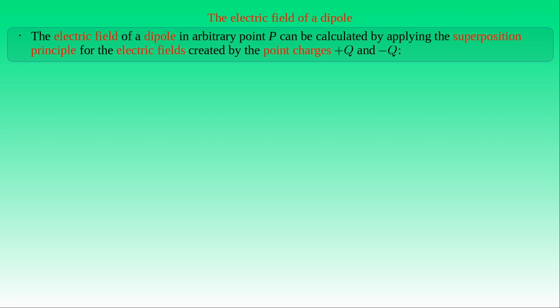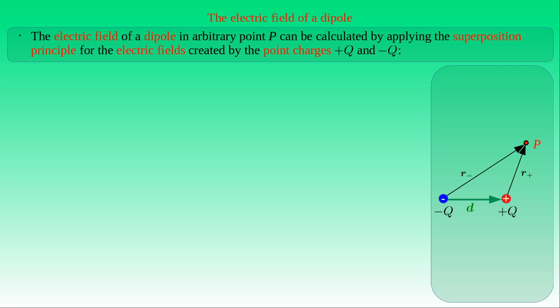After having determined the electric field of a dipole in special cases, let us study the general case, and calculate the electric field of a dipole with the point charges plus q and minus q in an arbitrary point P. We assume that the distance d of the charges from each other is much smaller than their distances from the point P, which are equal to the lengths of the vectors r sub plus and r sub minus, pointing from the charges to the point P.